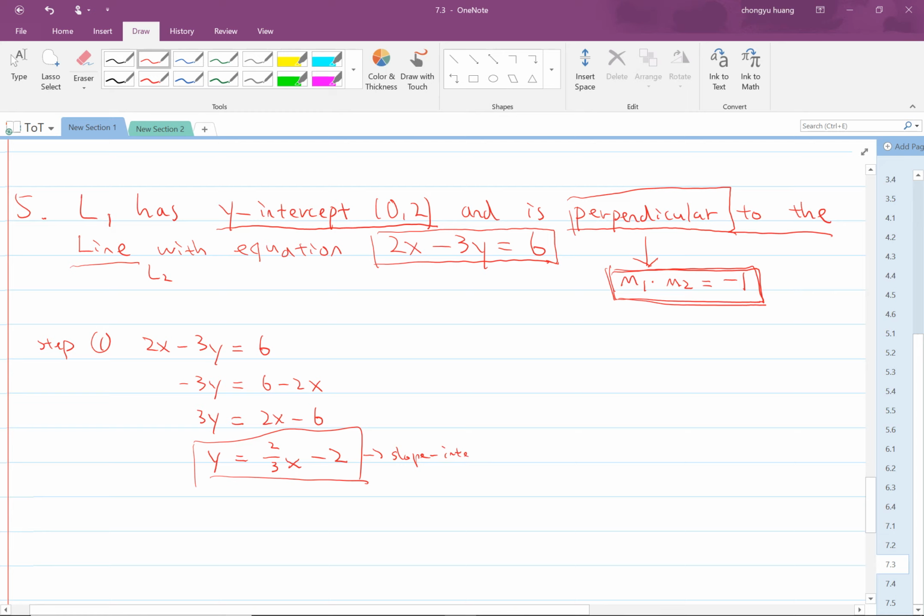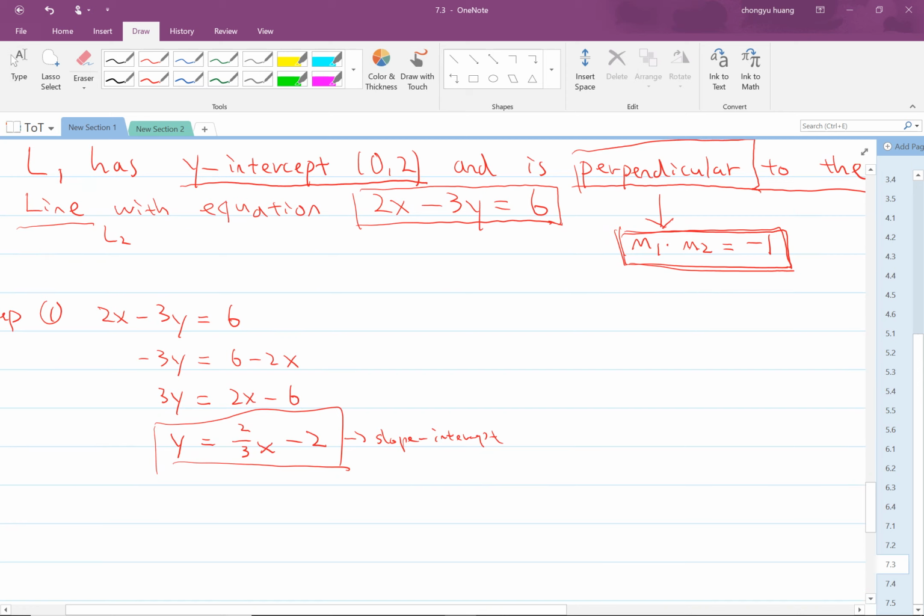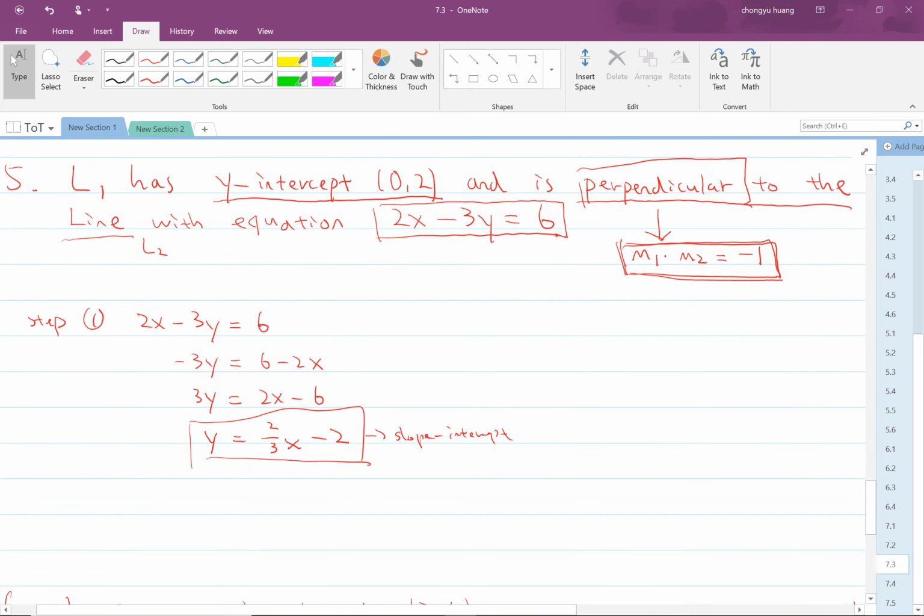Slope intercept form. Let me zoom in a little bit. Slope intercept form, right? And you find the slope of this, m2, is actually 2 over 3. The slope is over here. The slope for the line L2 is equal to 2 over 3.